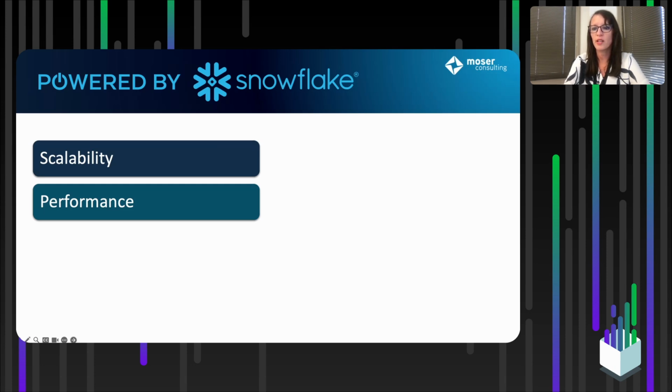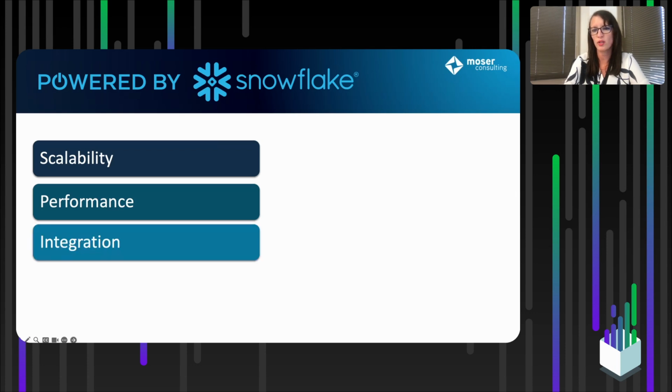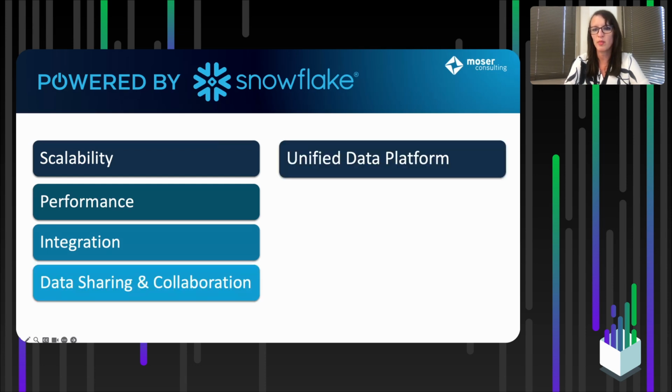Integration. Snowflake integrates well with various data streaming platforms and services like Kafka, AWS Kinesis, and Apache Spark. This makes it easy to ingest and process streaming data from multiple sources. Data sharing and collaboration. Snowflake's data sharing capabilities allow for easy and secure sharing of data across different teams and external partners, which is beneficial for collaborative analysis of streaming data. Unified data platform. Snowflake provides a single platform for handling both batch and streaming data. This unification simplifies the data architecture and allows for more seamless data management and analysis.